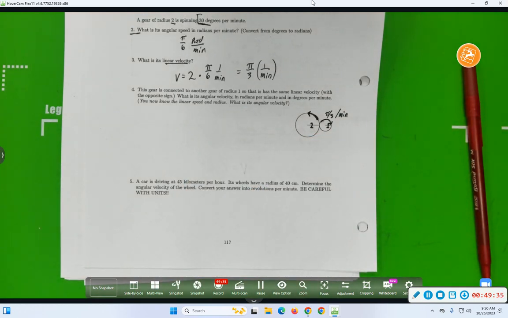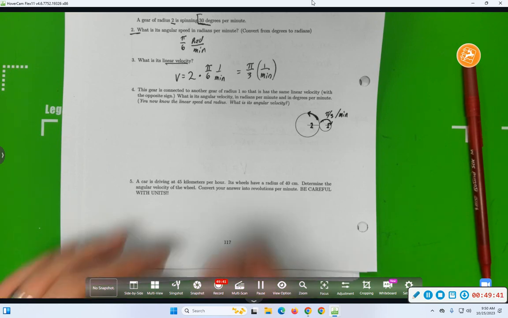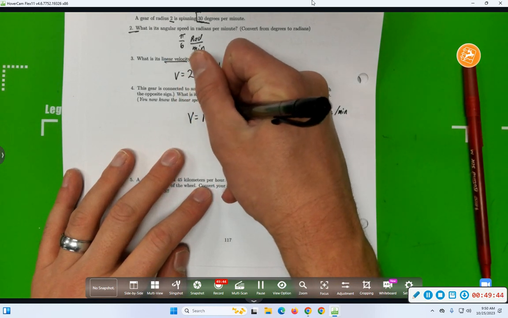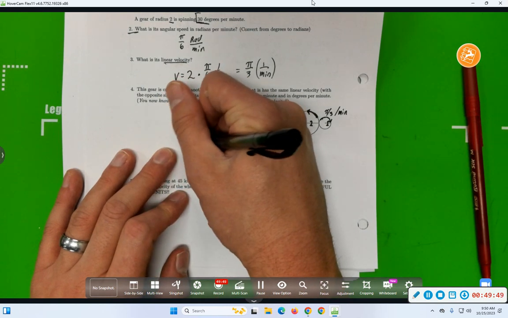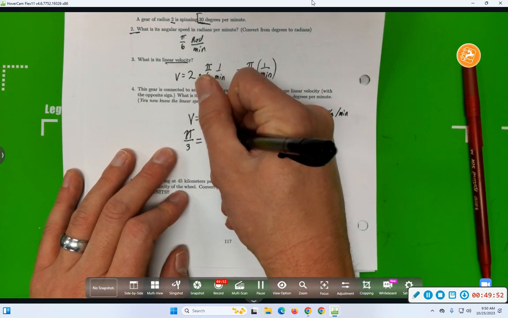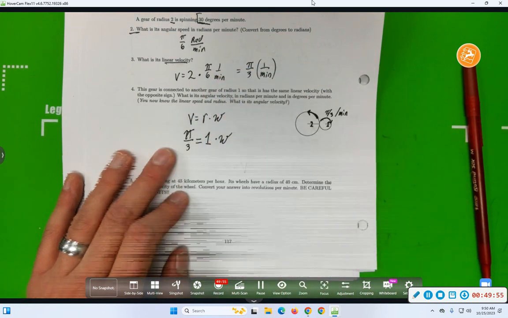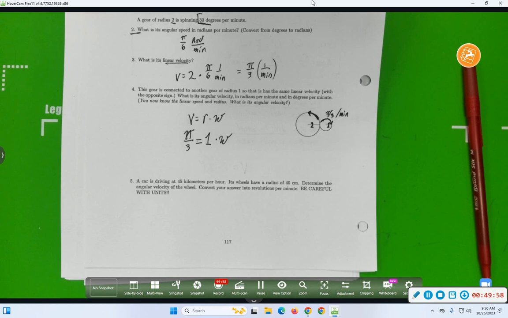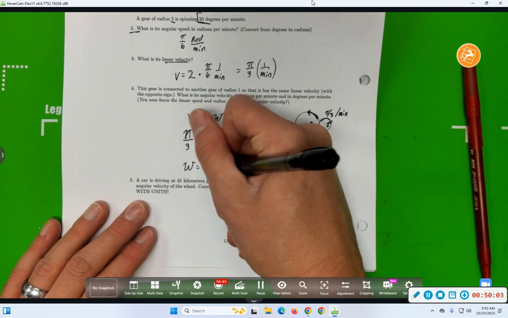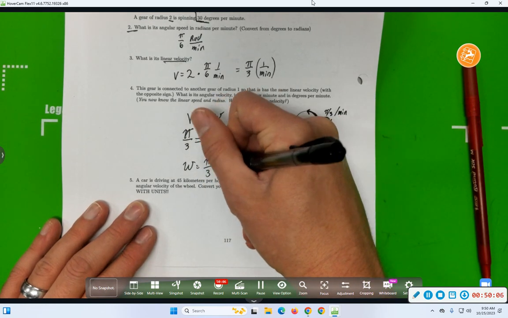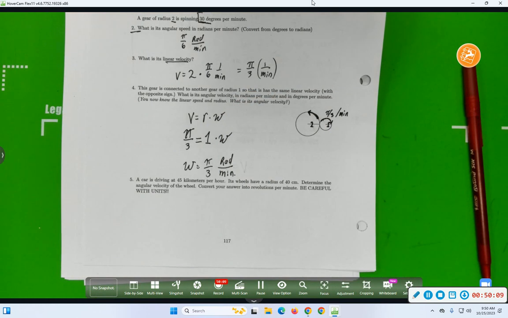Could we figure out the angular speed of that smaller gear? I think so. We could use the formula V equals R times omega. I know the linear speed, it's pi over 3 per minute, equals radius 1 times omega. So what's omega? So you can also go the other way using this equation. You can use it to determine the angular speed if you know the linear speed.